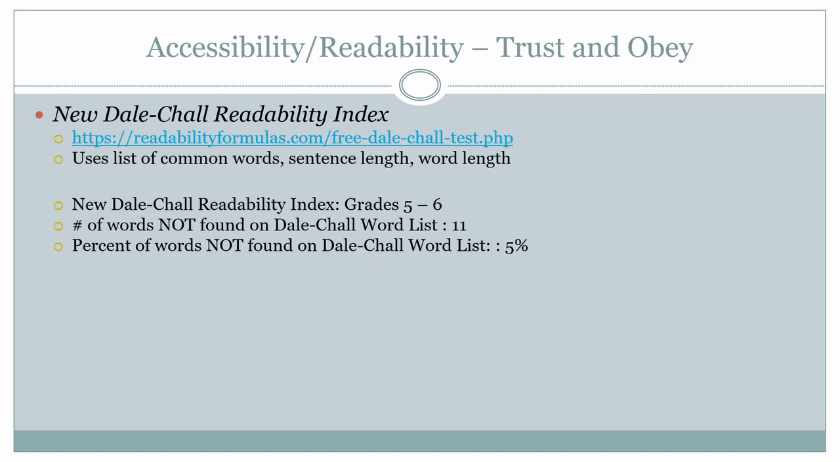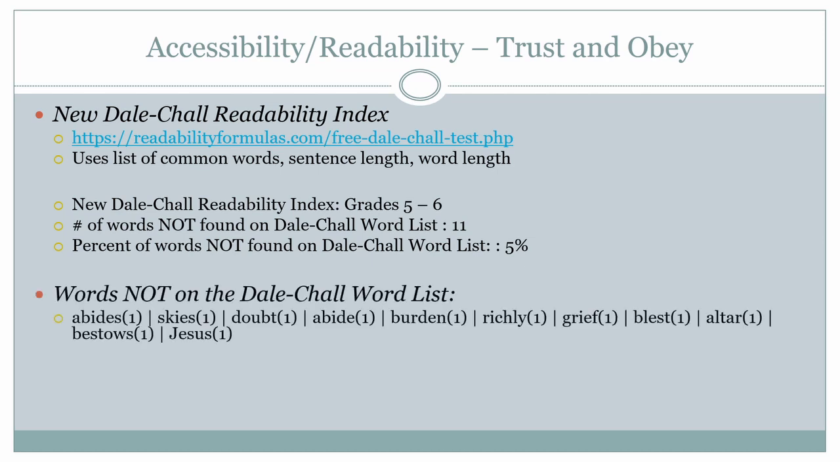There's 11 words in Trust and Obey. The percentage of all the words also affects readability. If it's 11 words out of 12, that's going to be hard to read. But if it's just 5% of all the words, then that's not so bad. Words not on the Dale-Chall word list. So when you pull that up, that is something that really helps you judge better the impact of those words.